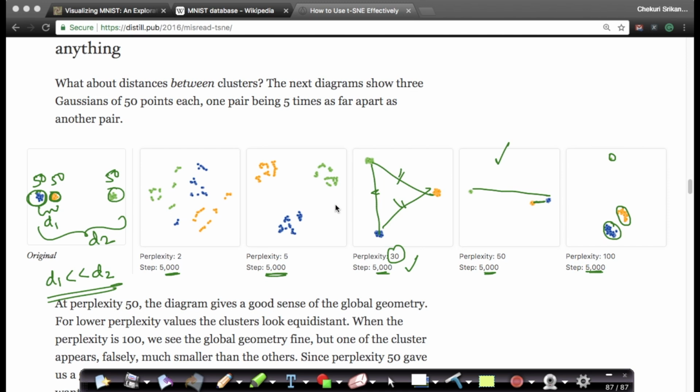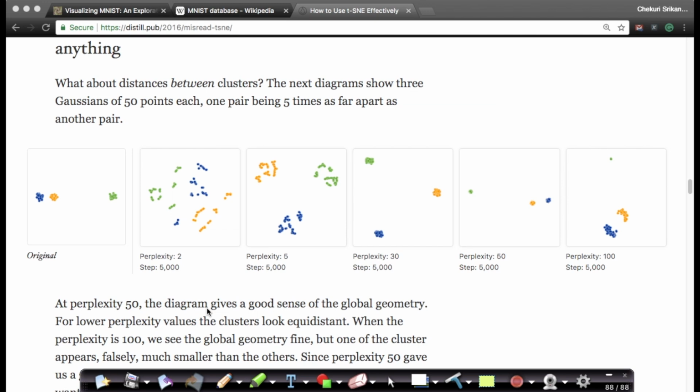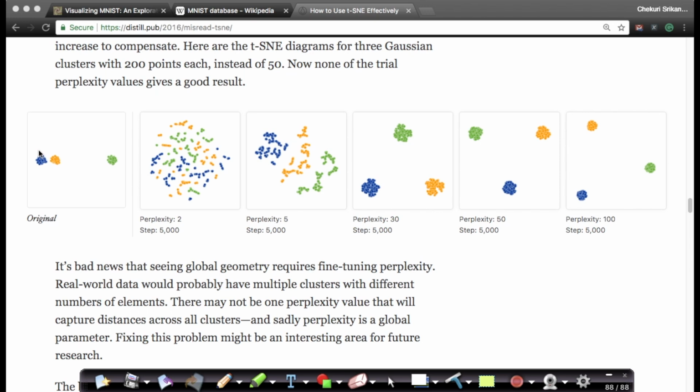Now let's increase the data set and see what happens. This is a better example. In this case, they have taken 200 points each: 200 points of blue, 200 points of orange, and 200 points of green instead of 50 points. And of course, this distance D1 is much less than this distance D2.